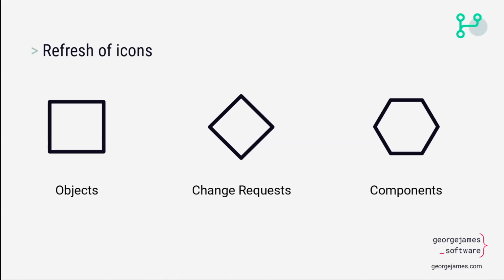So one of the big changes that we've done to the visual language in Deltanji is to revise the icons that are used, make them simpler. They were becoming very fussy, and there were very many variations for different things that were confusing rather than providing clarity. So here, what we've focused on is clear representations of each type of thing within Deltanji. So objects are now represented by a square, change requests by a diamond, and components by a hexagon.